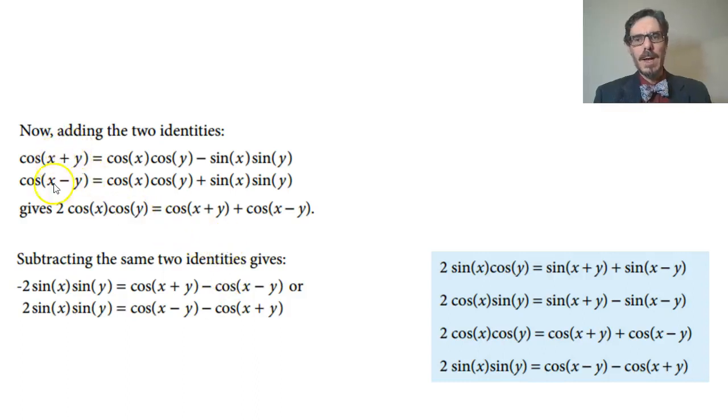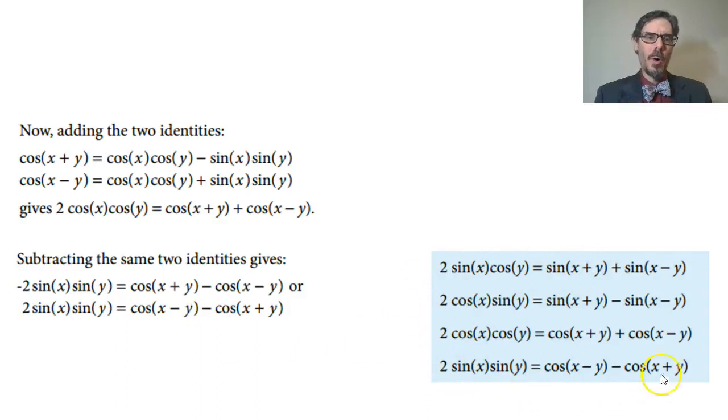Also, we've got the sum and difference identities for cos. They look like this. Now, if I add these, the sine terms disappear, and I'm left with 2 cos cos equals cos of the sum plus cos of the difference. Alternatively, if I subtract these two, I'll end up with 2 sine sine is cos of the difference minus cos of the sum. Depending which way you get it, you may end up with a negative 2, and then you just swap those around to get the positive 2.